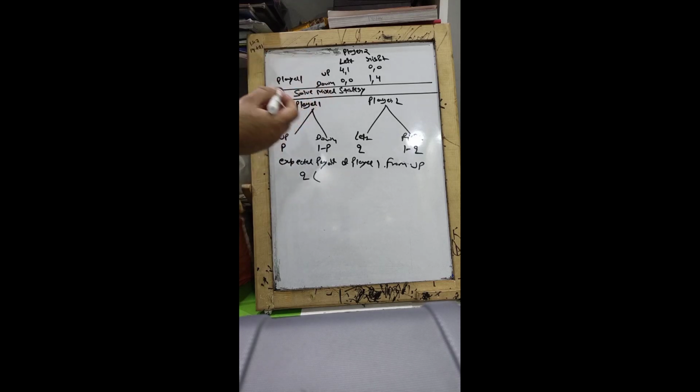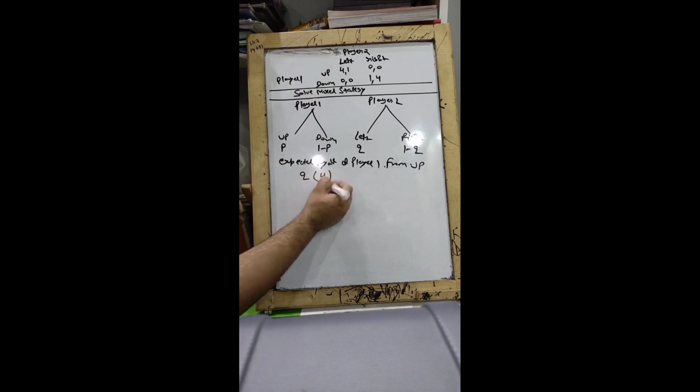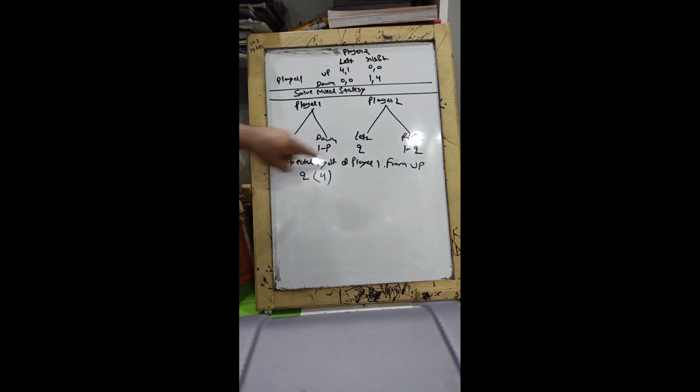So, if he goes left, he's obviously going up. Please read this. He's gonna get 4. Please see, expected payoff of player 1 from going up. So, player 1 has committed himself to go up.